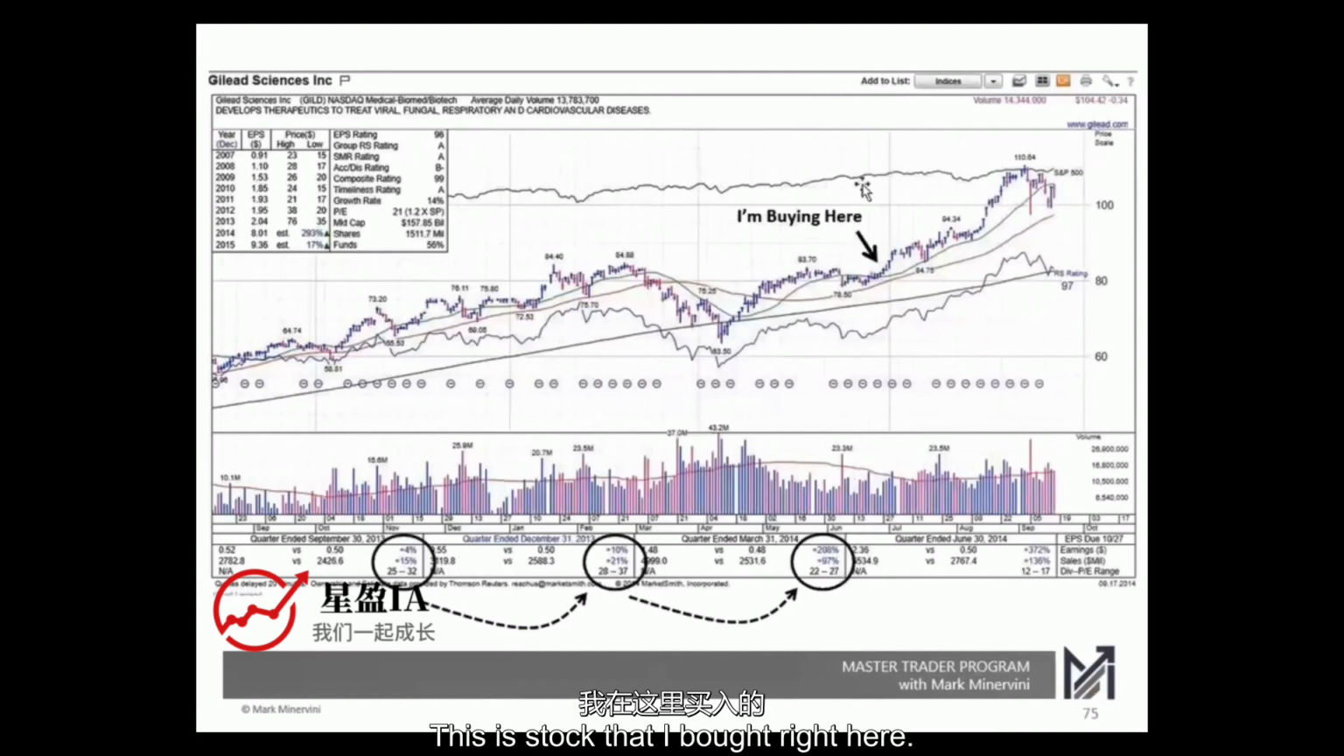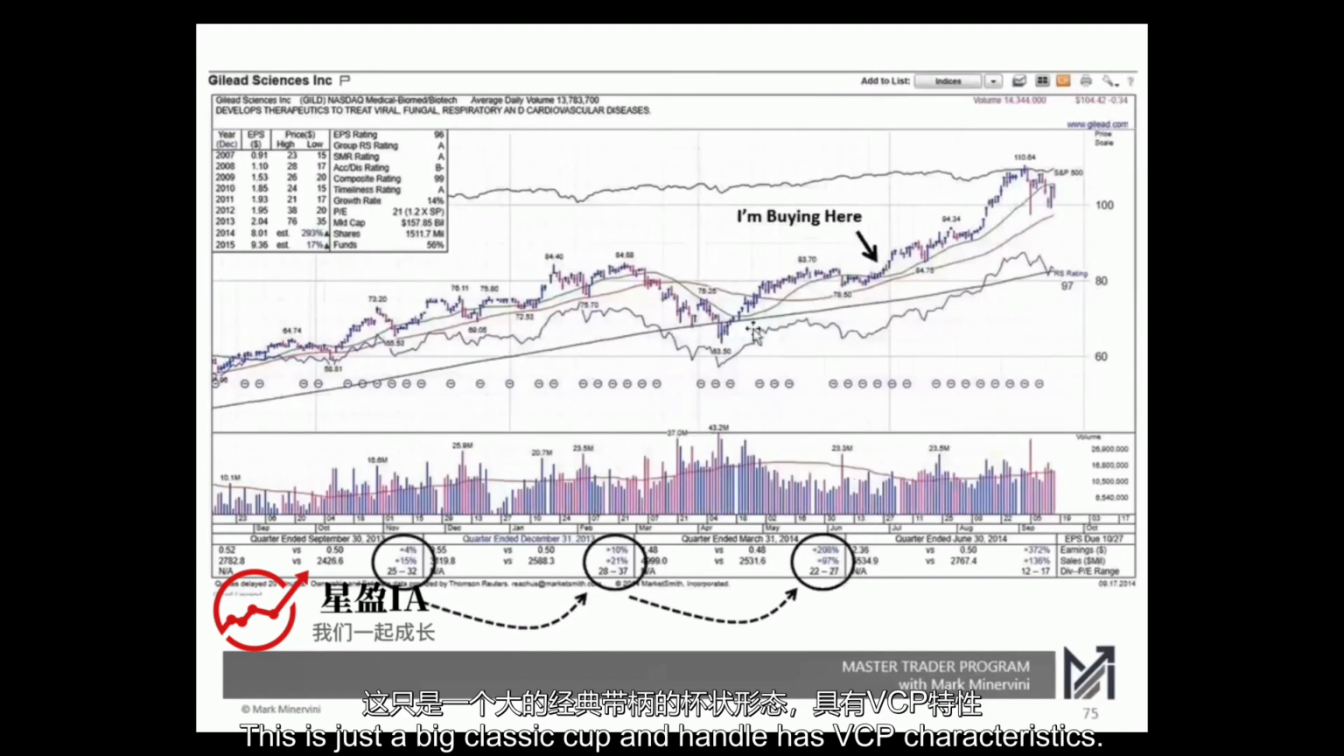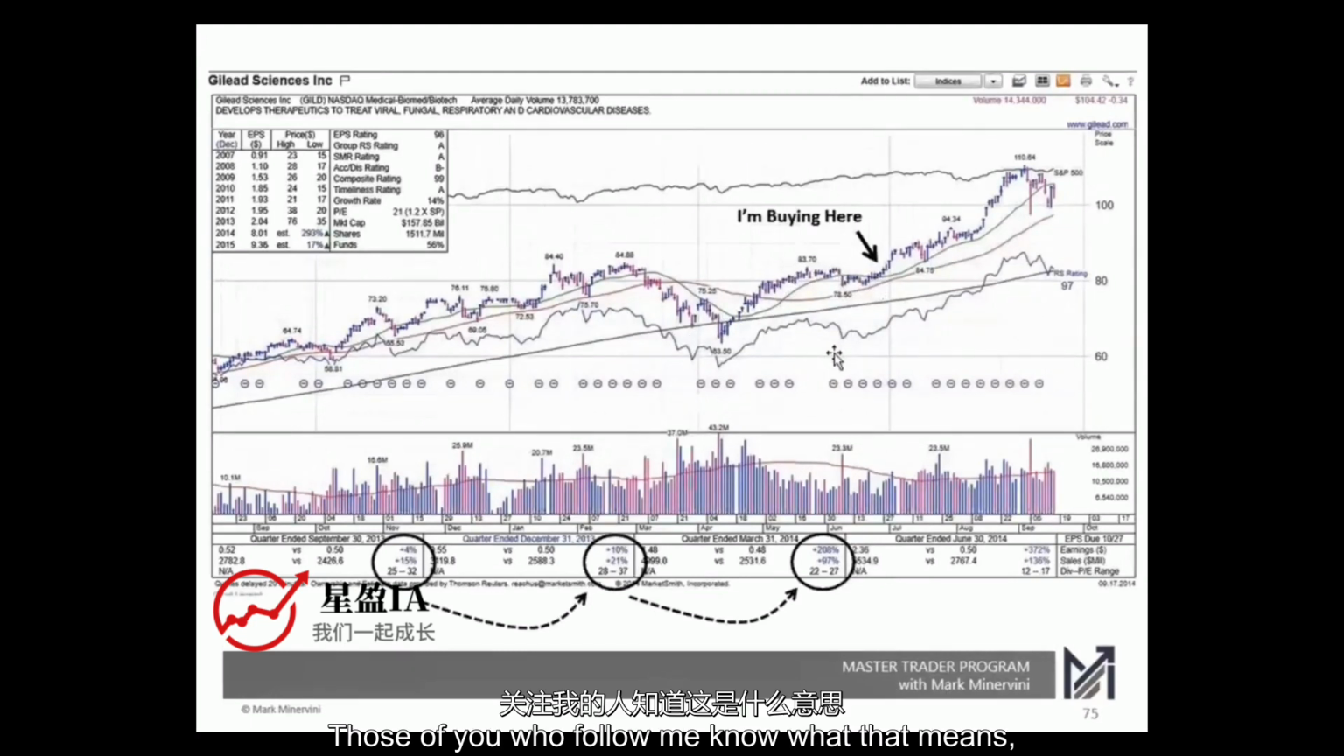So this is a stock that I bought. I bought right here. And again, we're going to go into the technicals later. This is just a big classic cup with handle, with VCP characteristics. Those of you who follow me know what that means, and we'll explain it soon. But also looking at earnings.